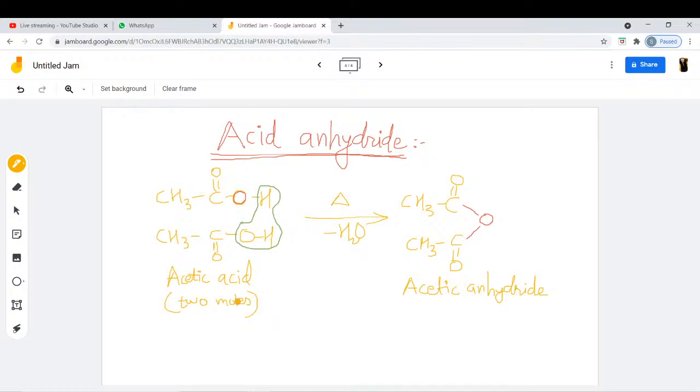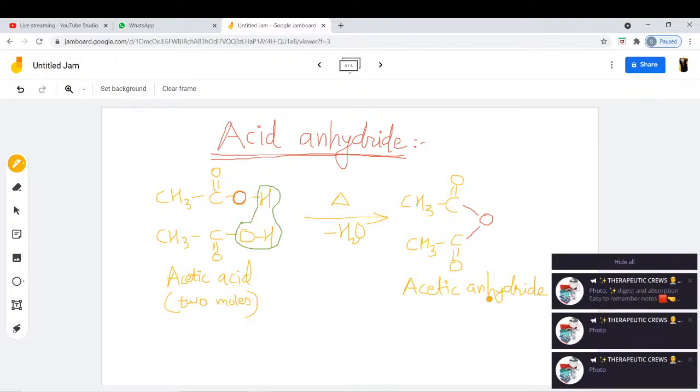Two moles are very much necessary. So from 2 moles of acetic acid, removal of a water molecule forms acetic anhydride. As it forms from acetic acid, we call it acetic anhydride. If it's from propionic acid, it's propionic anhydride. If it's from formic acid, we call it formic anhydride.